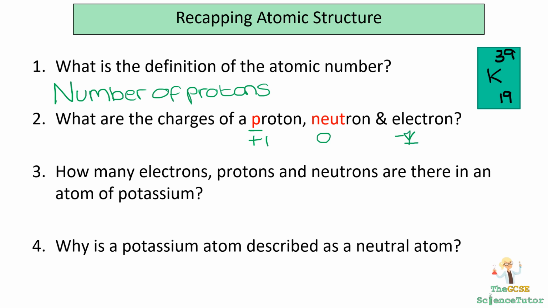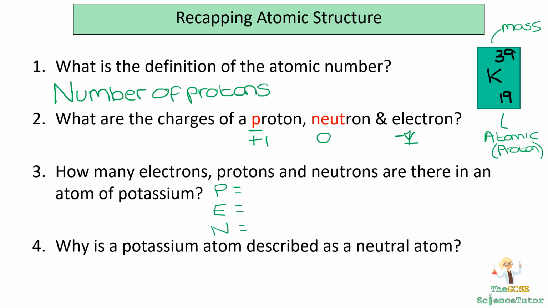Question 3. How many electrons, protons and neutrons are there in an atom of potassium? Looking at the symbol up here on the right, we know that the top number is our mass number. Again, we can get that from the key of the periodic table. The bottom number is our atomic, or in bracket, proton number, again, found on the periodic table. Using these numbers, we can work out the protons, electrons, and neutrons.